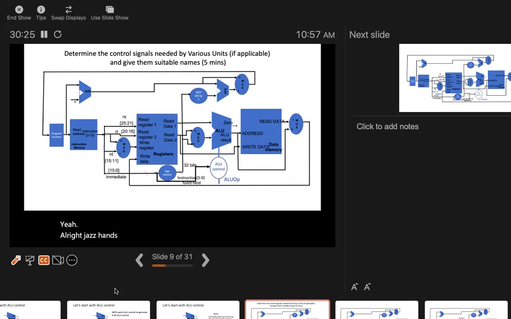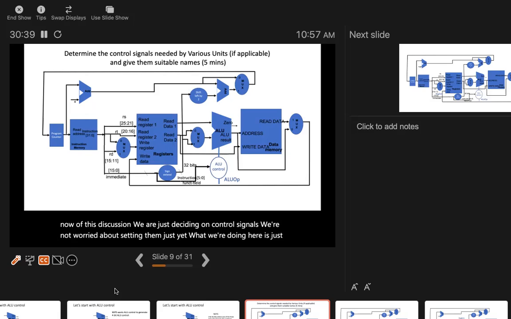Now, this is the goal of this discussion. We are just deciding on control signals. We are not worried about setting them just yet. What we are doing here is just identifying what different units require what kind of control. So let's move from left to right. You have your instruction memory. Instruction memory is always read. It is never written to. So it can be a piece of hardware which is always in read mode, but never in write mode. We can develop that hardware, so it does not require a control signal.